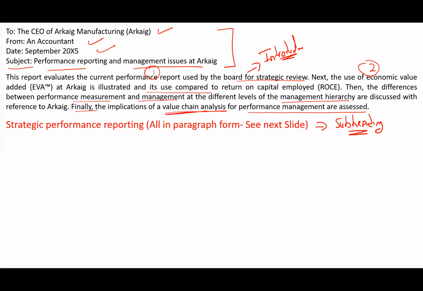Things should be in paragraphs. You cannot write bullets. You have to use paragraphs, but yes, you can use multiple paragraphs. So we are done with this one as well. What I mentioned: to, from, date, subject, the introduction paragraph, and the subheadings that you have to use, because those are important. Things should be in paragraphs, not in terms of listings. So we are clear with this one. It says, see the next slide. Let's start.